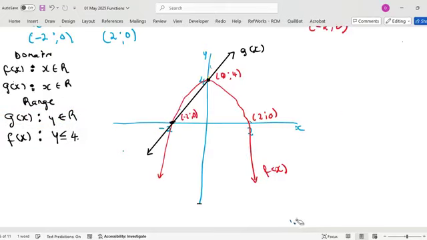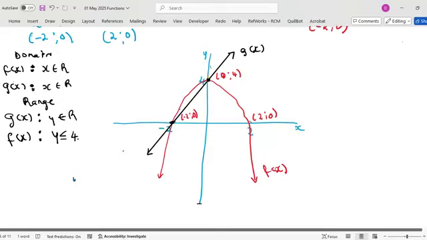Now, I don't know how many minutes we are remaining with, but today I wanted us to talk about a new concept. I'm saying a new concept because it's new to you guys. It's called point of intersection.